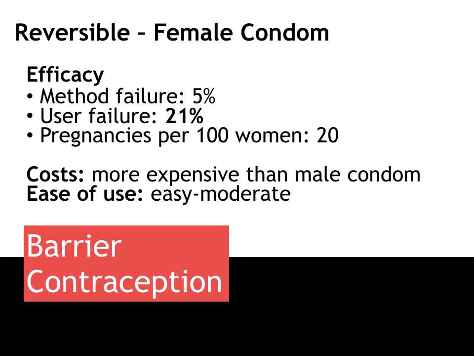The method failure of female condom is 5%. The user failure is about 21%. And pregnancies per 100 women is 20, so a little bit less effective than a male condom. It's more expensive than a male condom, and again, easy to moderate ease of use overall.